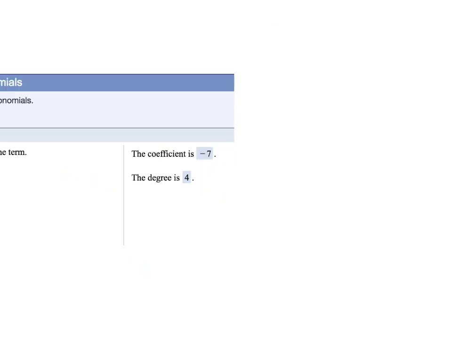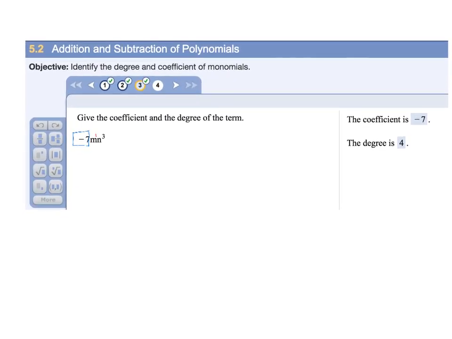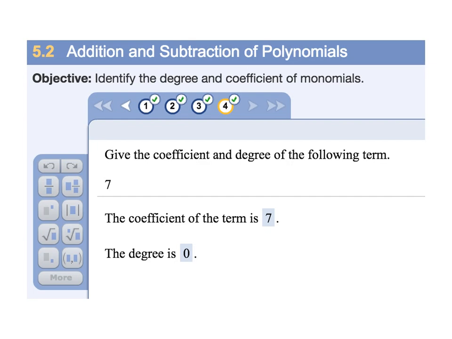And the last slide, give the coefficient and degree of 7. Well, you'll notice there's no variable. So that means the number itself is your coefficient, which is 7. And since there's no variables at all, that means the degree is 0. So when it's just a plain old 7, your coefficient is 7 and your degree is 0.